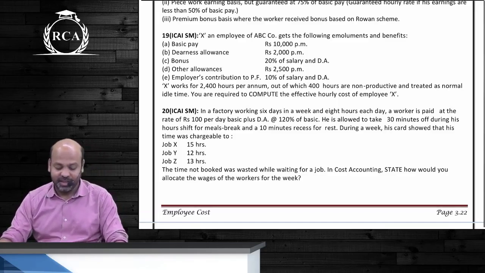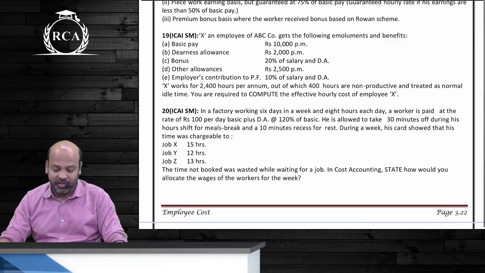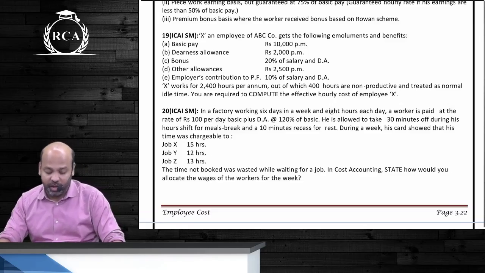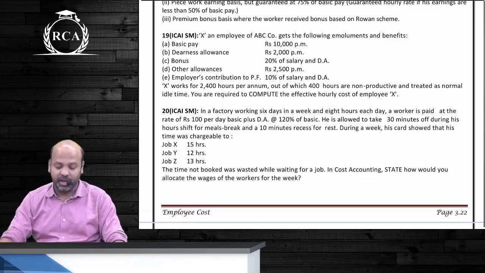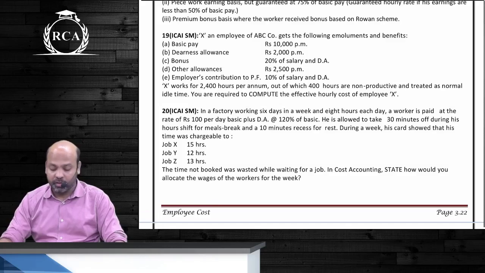So other allowances are 2,500 per month. Employer's contribution to PF is 10% of salary and DA. X works for 2,400 hours per year, out of which 400 hours are non-productive and treated as normal idle time. You are required to compute the effective hourly cost of employee X. One line answer guys, which you will present in 5-6 lines.